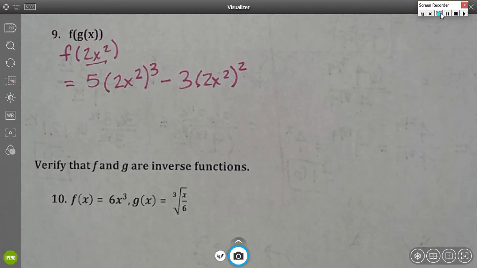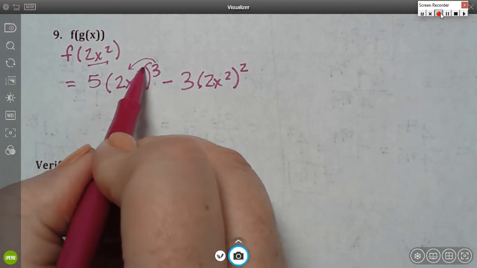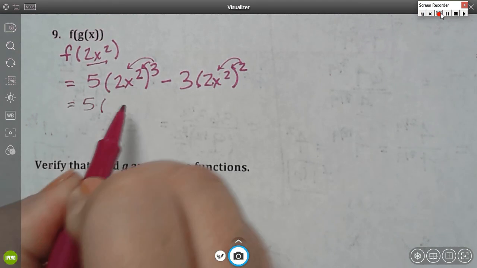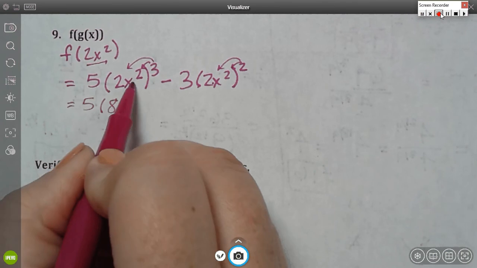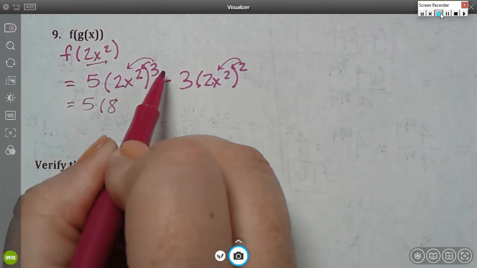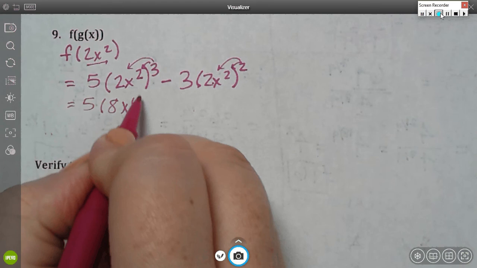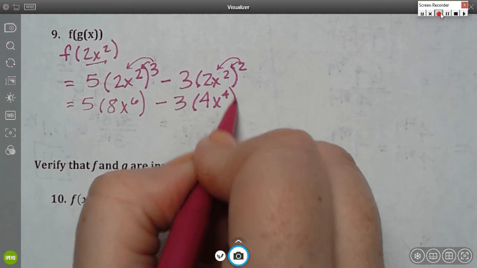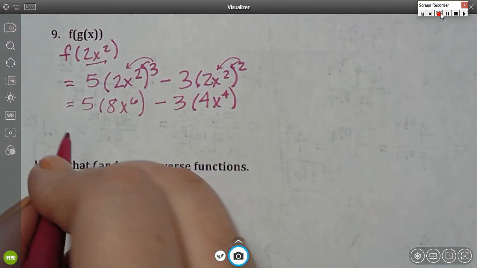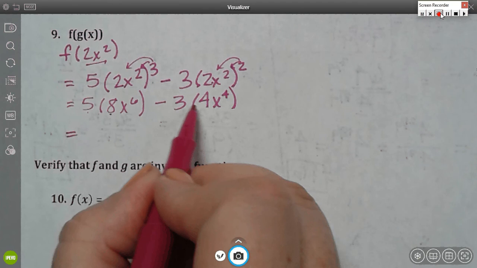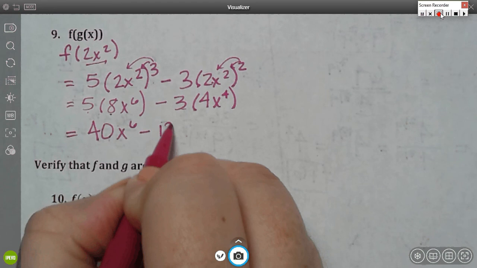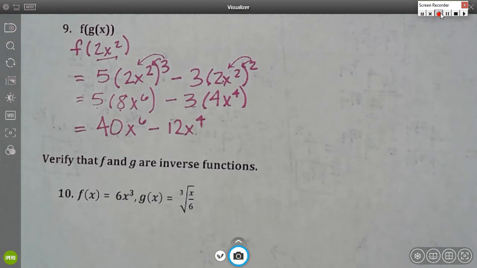Because I'm multiplying inside these parentheses, I can distribute this exponent through both of these, so I end up with 5 times 2 to the third, which is 8. This x squared to the third becomes x to the sixth. And then I have 2 to the second, which is 4, x, and 2 times 2 is 4. Okay? Combining these coefficients together, I would have 5 times 8 is 40, minus 12x to the fourth. And that's all you can do.